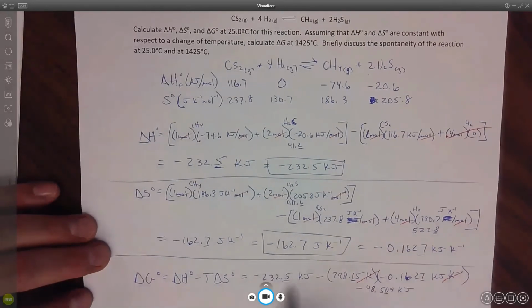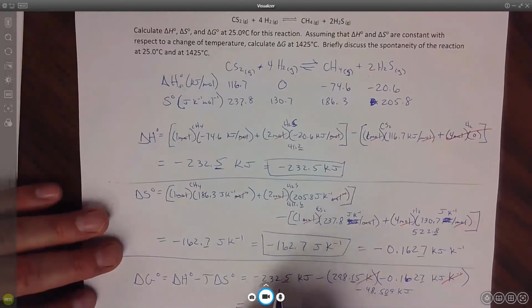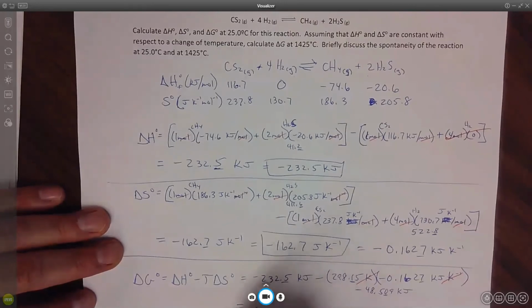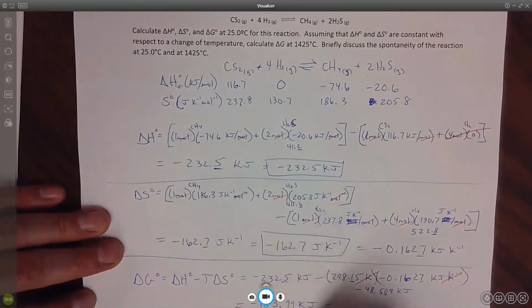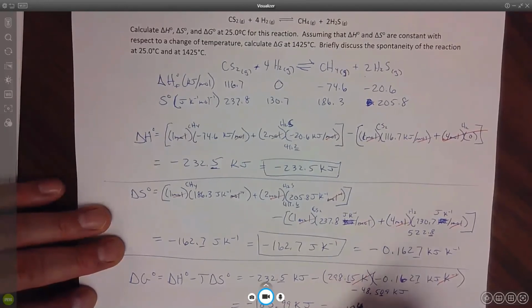Then take this number and basically plus that number. That's going to give you a value of negative 183.99 kilojoules. And that is going to be 2 passes and 1 pass, so 1 pass. So the free energy change then is negative 184.0 kilojoules.